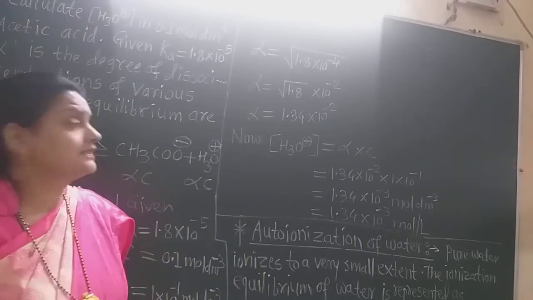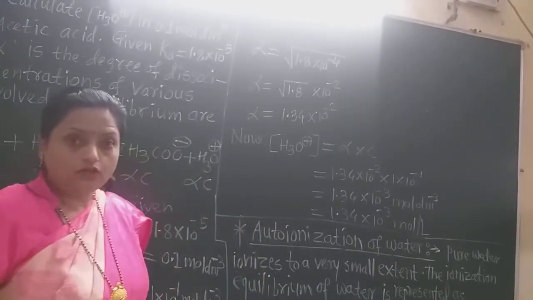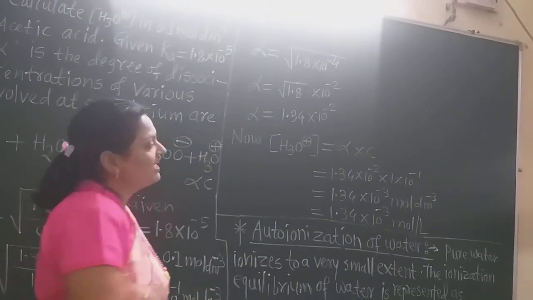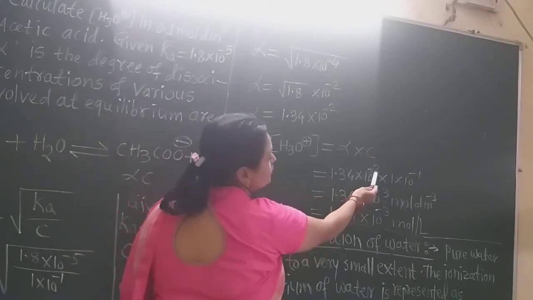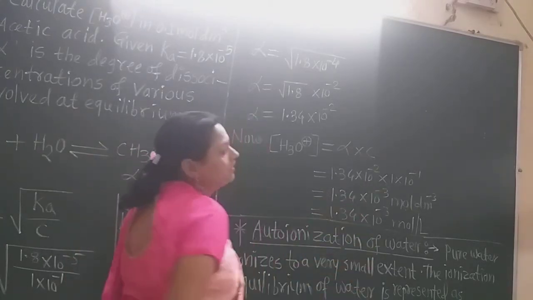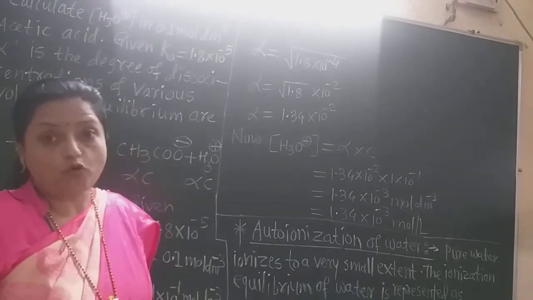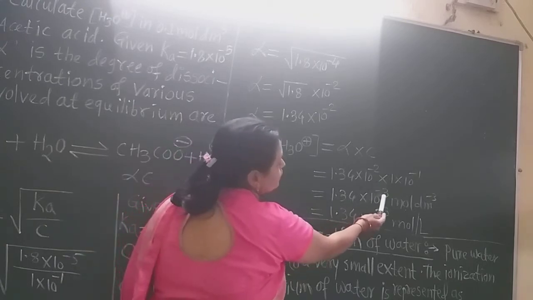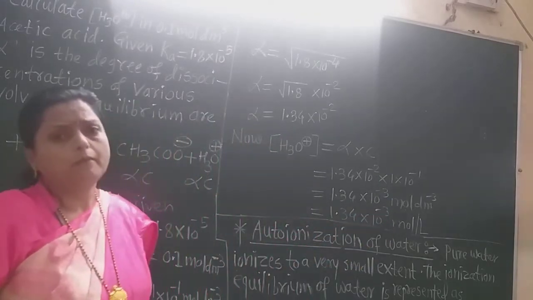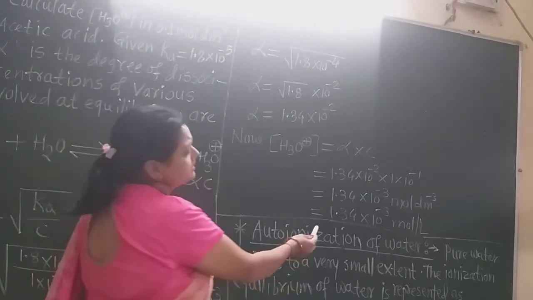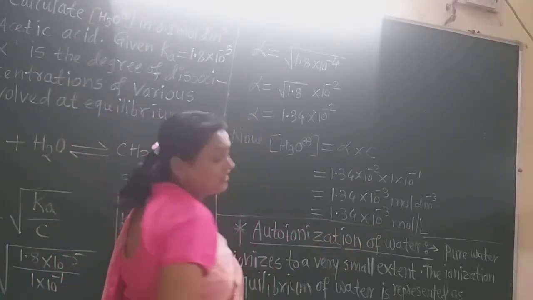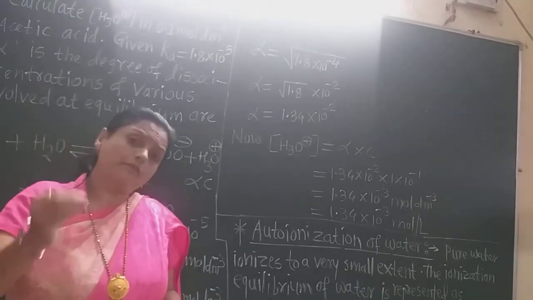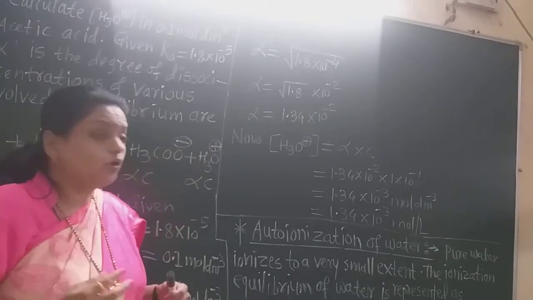Now calculate the concentration of this H3O plus ion. Now concentration of H3O plus ion is equal to alpha into C. Now the value of alpha is 1.34 into 10 raised to minus 2, and this is the concentration 1 into 10 raised to minus 1, that is the 0.1 mole per decimeter cube, and it becomes 1.34 into 10 raised to minus 3 mole per decimeter cube. Per decimeter cube means per liter, so it is equal to 1.34 into 10 raised to minus 3 moles per liter.